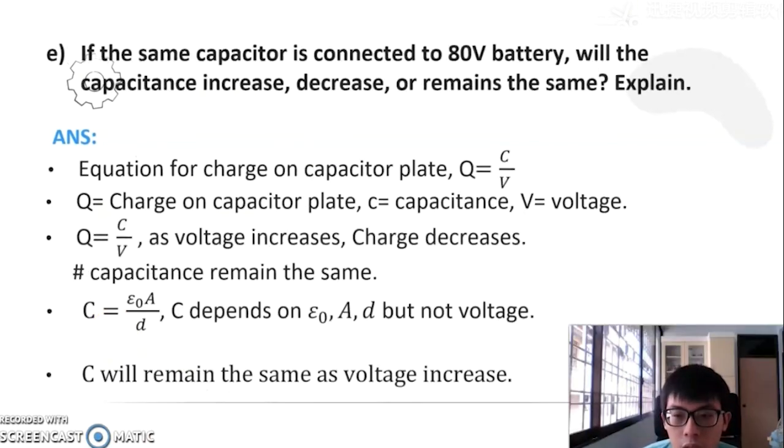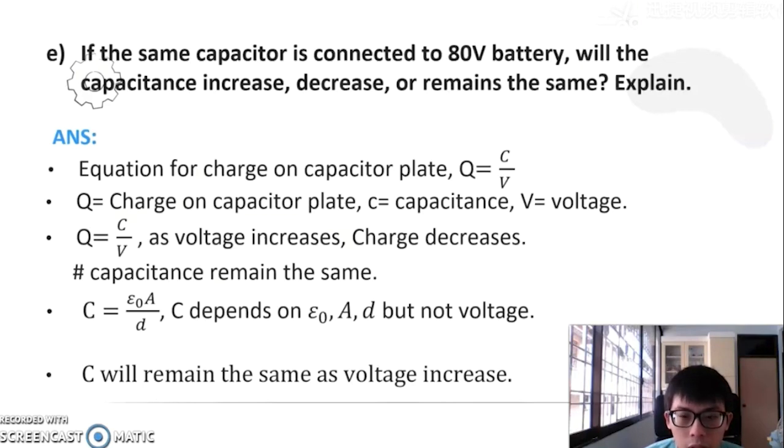Last question, E. If the same capacitor is connected to an 80 volt battery, will the capacitance increase, decrease, or remain the same? Explain. First, the equation used is Q equals C divided by V, where Q is the charge on the capacitor plate, C is capacitance, and V is voltage. By observing this equation, Q is inversely proportional to V. So as voltage increases, charge will decrease, on the condition that capacitance remains the same.